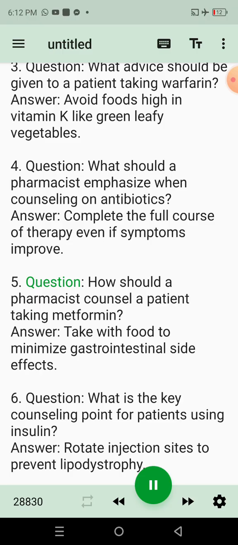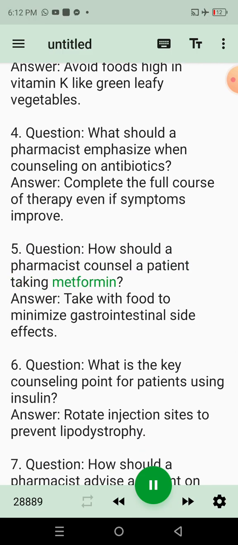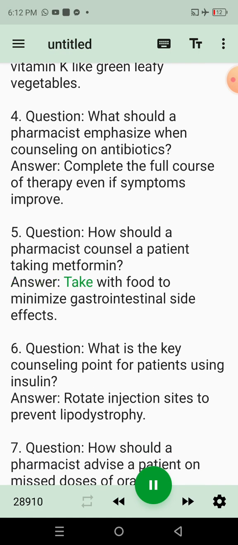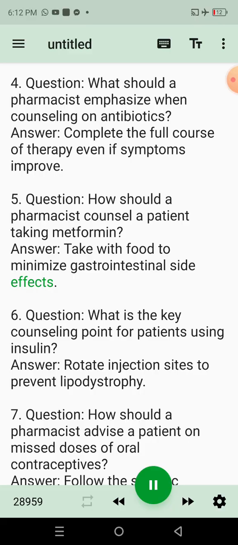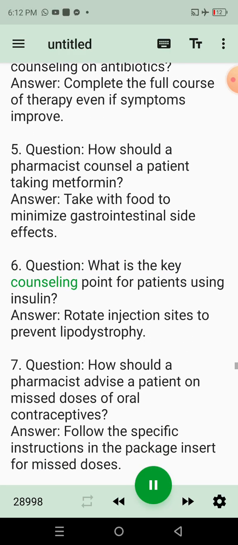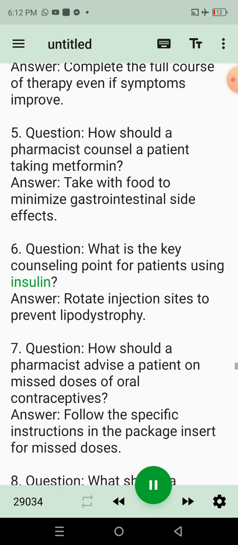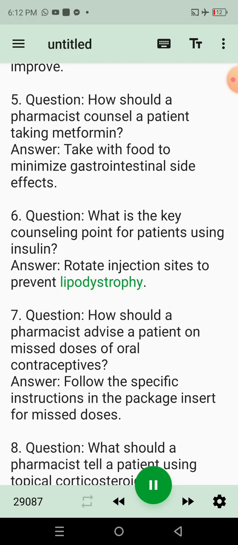5. Question: how should a pharmacist counsel a patient taking metformin? Answer: take with food to minimize gastrointestinal side effects. 6. Question: what is the key counseling point for patients using insulin? Answer: rotate injection sites to prevent lipodystrophy.